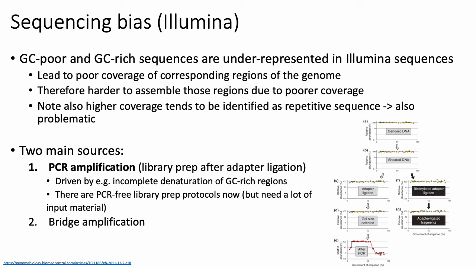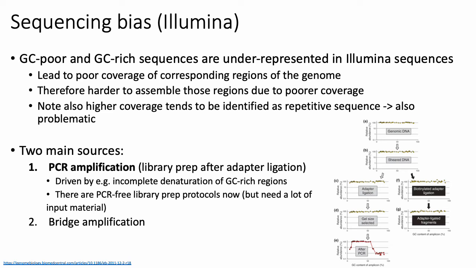So I want to briefly discuss the notion of sequencing bias in the Illumina technology. Generally speaking, reads generated by sequencing by synthesis lead to poor representation of GC-rich and GC-poor sequences. And the reason this is a problem is that, of course, if your genome sequence has regions that have either very high or very low GC content, then those regions are going to be poorly represented in the reads that you get after a sequencing run.